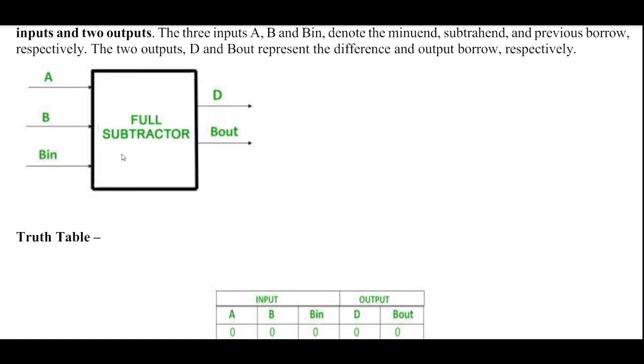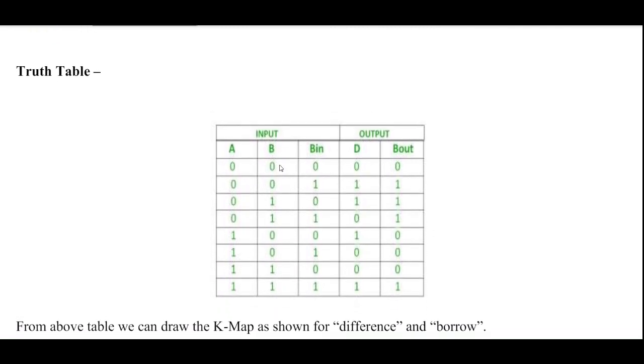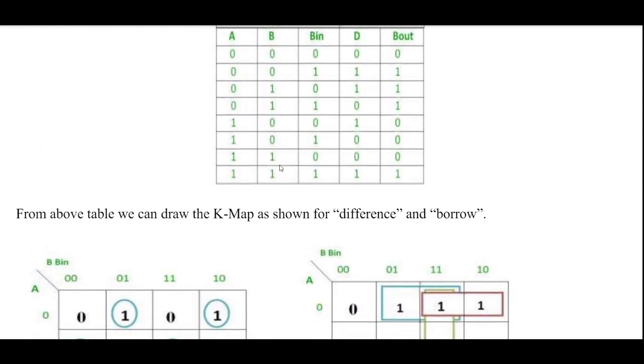So this is how it is constructed, a simple implementation: A, B and B in go into a full subtractor, which gives D and B out. Now let's construct the truth table. You can take a look and use your pen and paper to construct the truth table on your own. And if you have any doubts, please put them in the comment section.